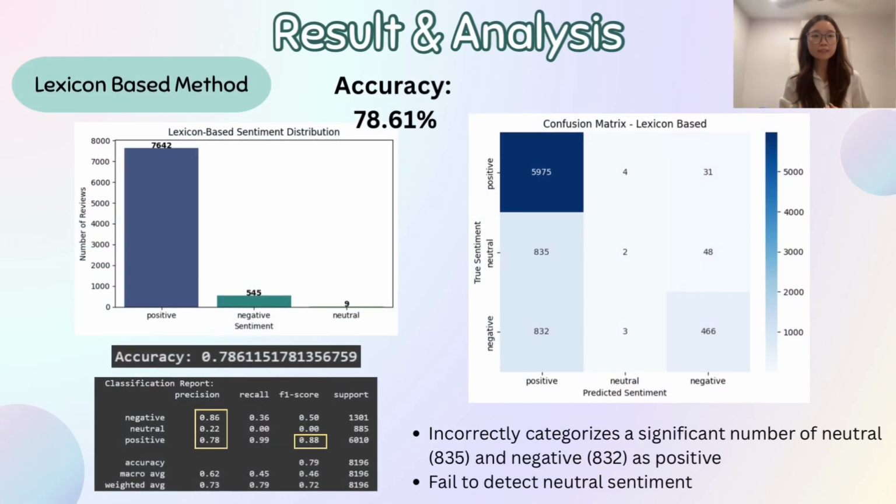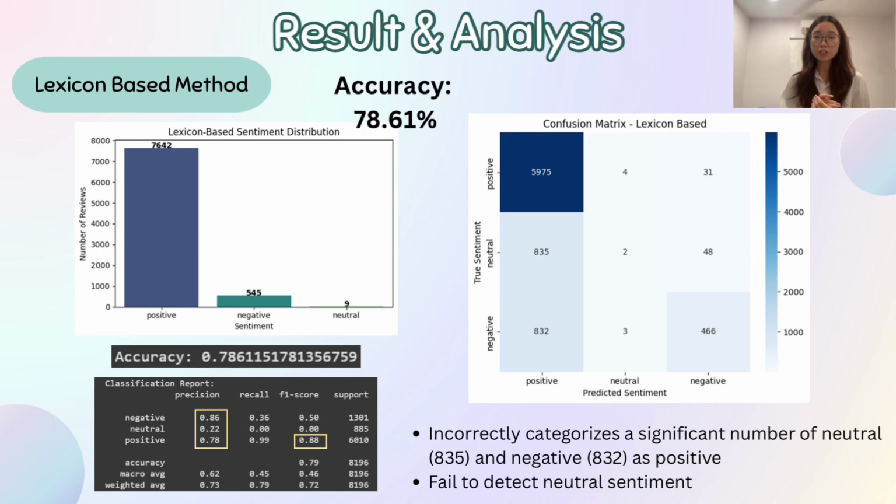The lexicon-based sentiment analysis achieved an overall accuracy of 78.61%, which means it correctly classified nearly 4 out of 5 reviews. From over 8,000 sample reviews, the model showed a strong bias towards positive sentiment. Most reviews were labeled positive, while only 545 were negative and just 9 were neutral. This reflects both the positive tone of the reviews and the model's limitations in detecting neutral feedback.